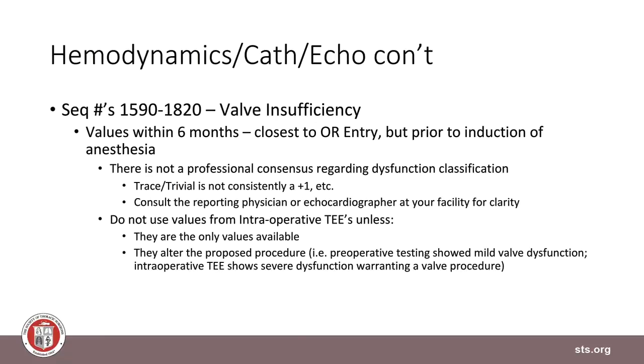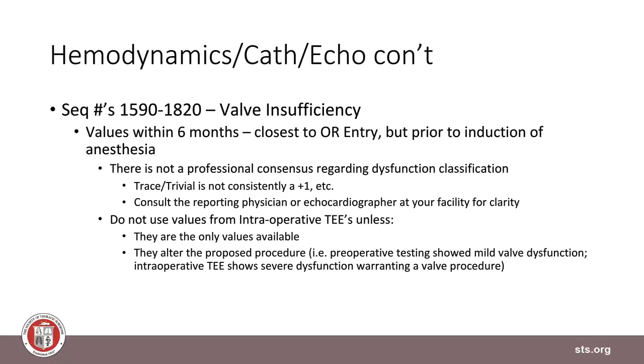The last section of this webinar is focused on sequence numbers 1590 to 1820, valve insufficiency. Not much has changed within this section. However, please remember that it is preferred to use values within 6 months of the OR date, closest to OR entry but prior to induction.